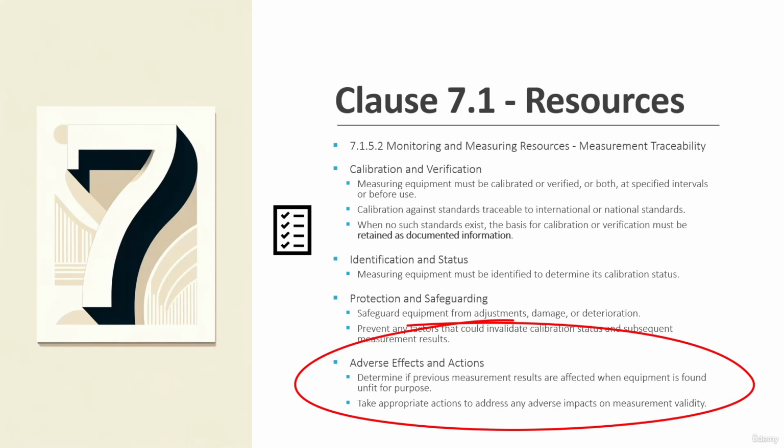Now appropriate action could be recalling all the products which you have sent out because they were based on some wrong readings. So you need to recall them. Or maybe you can just live with that because let's say your out of calibration was very small and there was a safety margin already available. So based on that, you might decide that, okay, we can live with that.